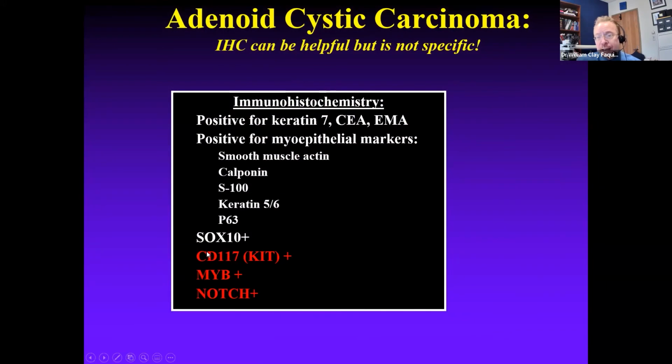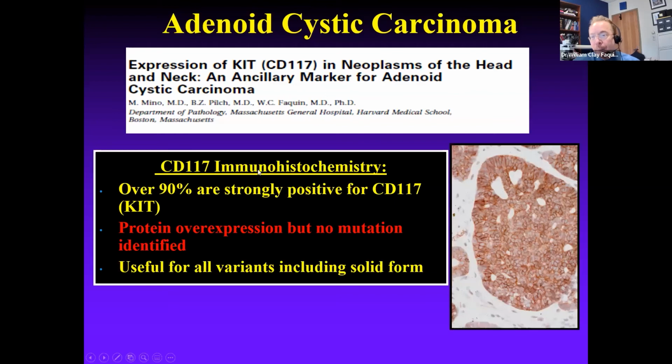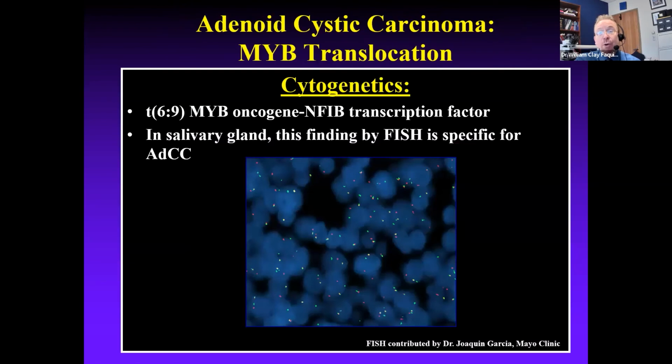There are some immunostains like CD117, MYB, and Notch that can be useful, but they're not specific. If you really want a specific marker for adenoid cystic, you want to do the molecular testing. I will say that we do use CD117. If you get this sort of strong diffuse membranous staining, it supports an adenoid cystic, and the same is true if you use the MYB immunostain, and I'll show you a picture of that in a minute.